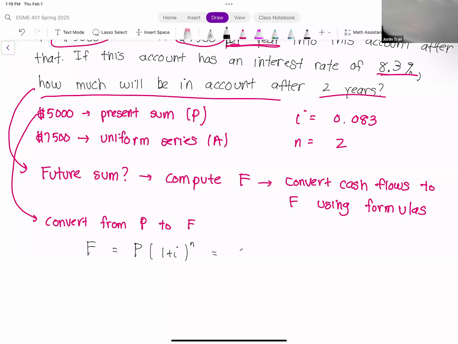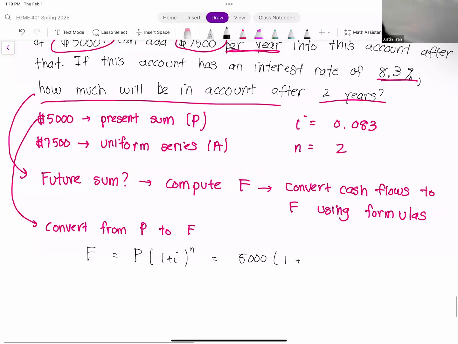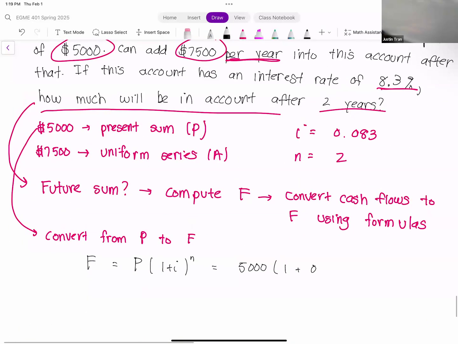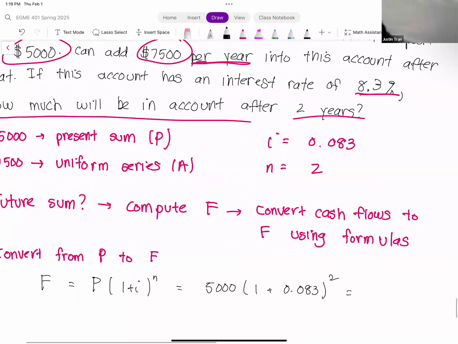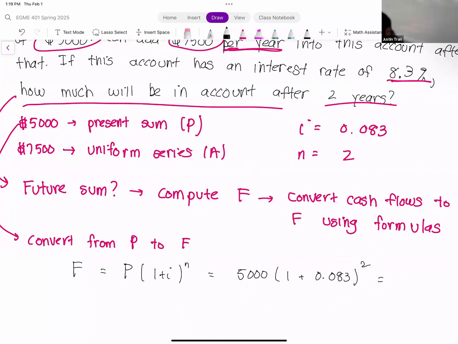All right, so we have all the information here, so we can go ahead and plug it in. Our P in this case is 5,000. Our interest rate is 0.083. And our N here is 2. And so we plug in for all of those, we punch it into a calculator or MATLAB or whatever you use to compute things nowadays. Okay, we get $5,864.45.